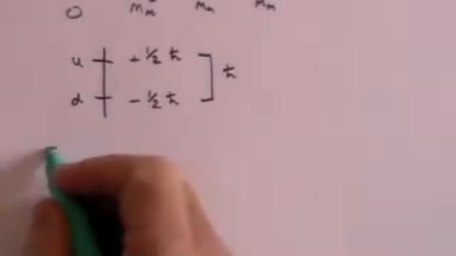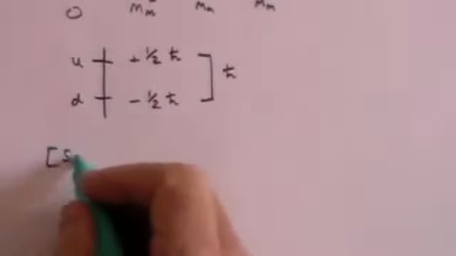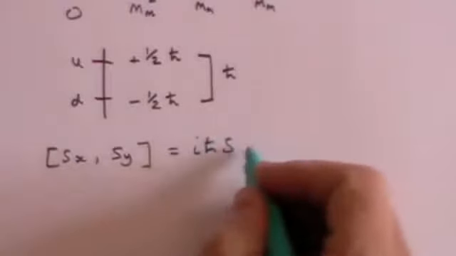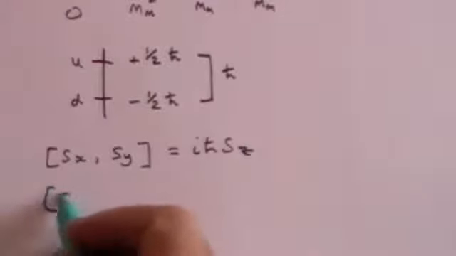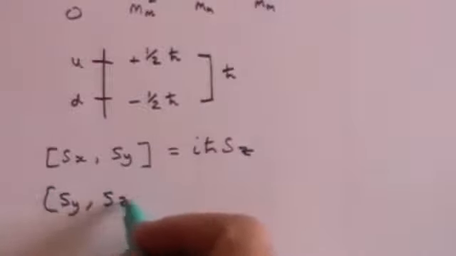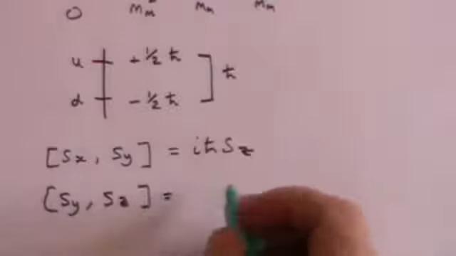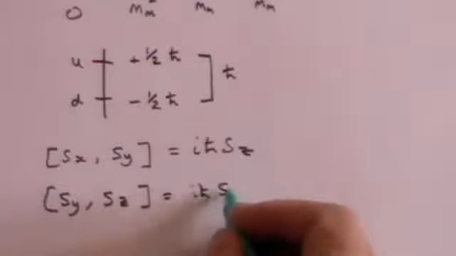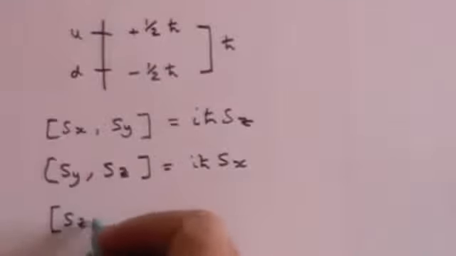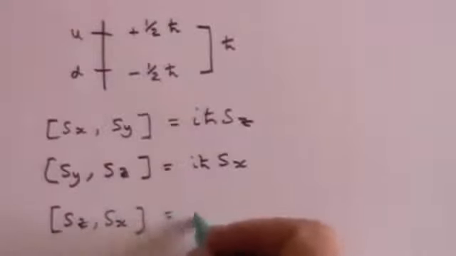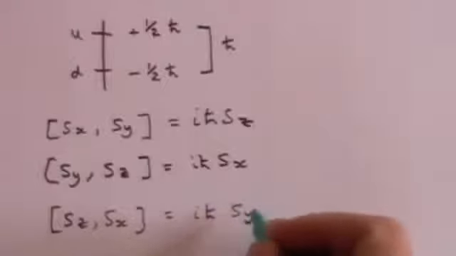And just as with angular momentum, so it is true of spin, that you cannot measure the spin along the x-axis and the y-axis at the same time. The commutator is i h bar S_z. The commutator of S_y with S_z is i h bar S_x. And the commutator of S_z with S_x is i h bar S_y.